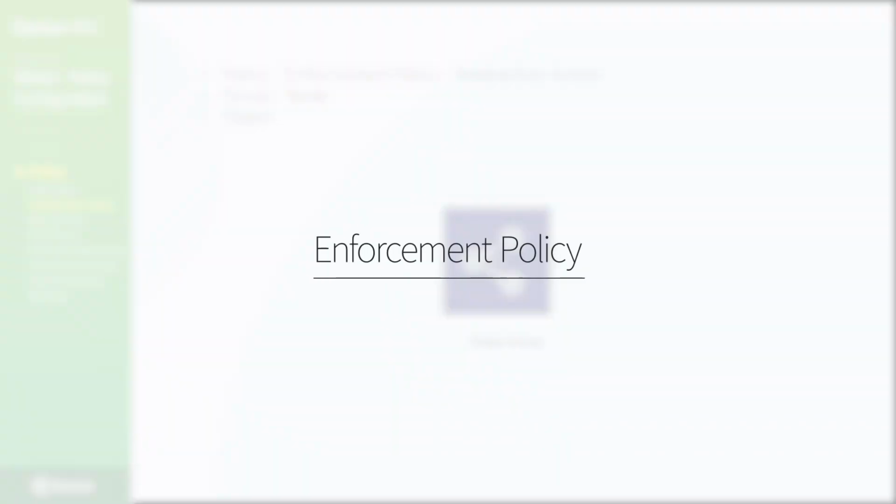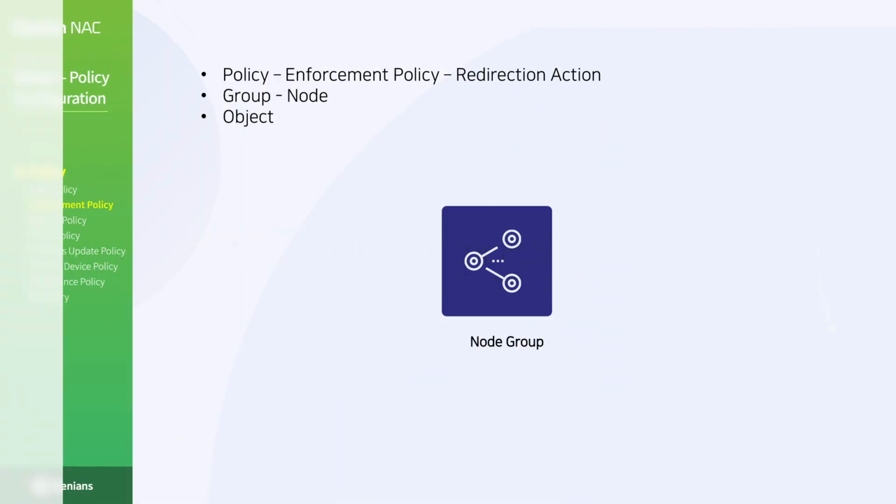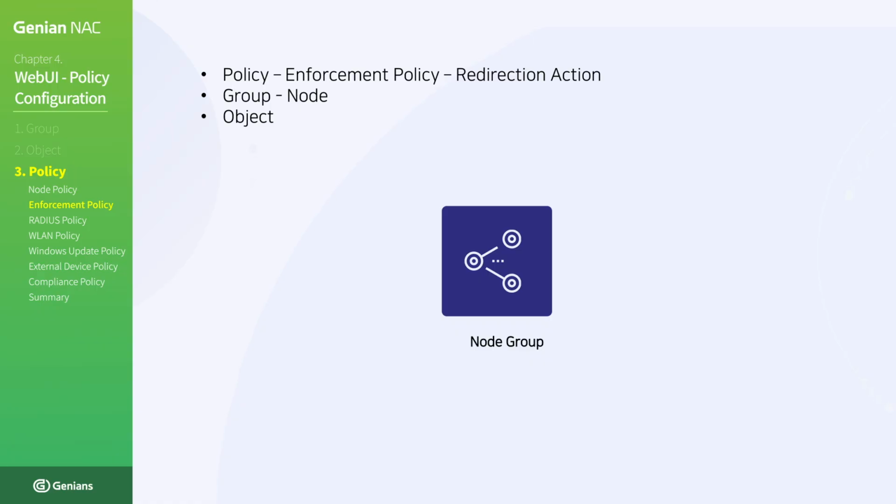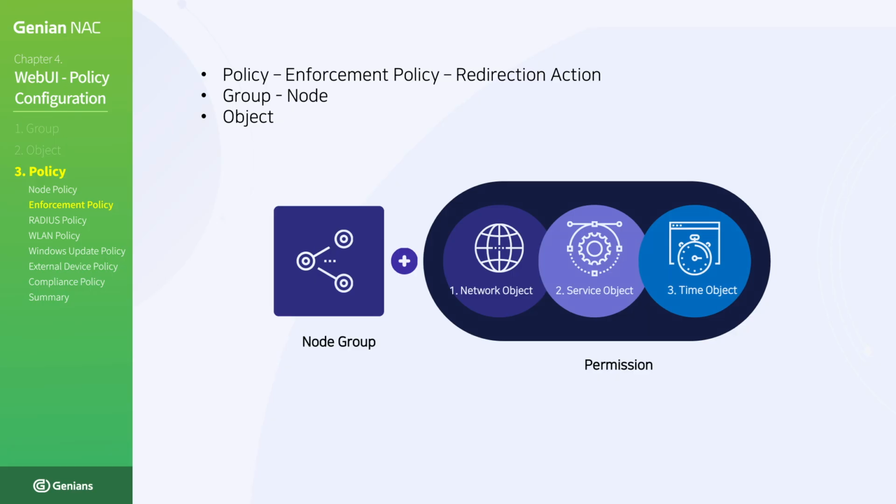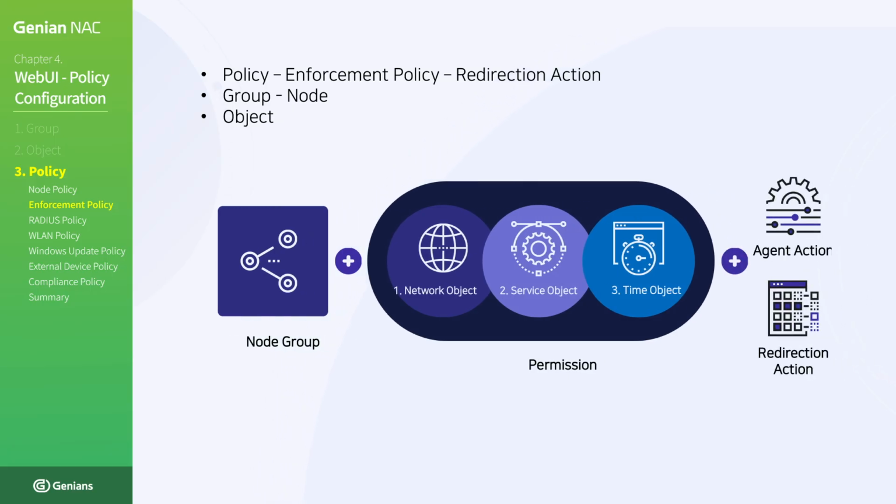Now let's move on to the enforcement policy. The enforcement policy assigns node groups to specify which nodes the policy will apply to. It then grants network access by assigning permission objects. Additionally, agent action and redirection actions are configured before finalizing the policy creation.